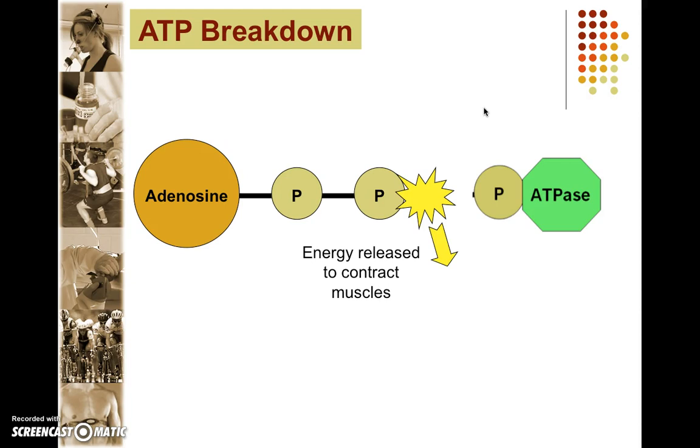That is it. However, we're onto the ATP-PC system now. Because this lasts 2 to 3 seconds, we need to rebuild ADP, which is this, 1 adenosine and 2 phosphates. We need to build this back to ATP because ATP is what we need for energy.